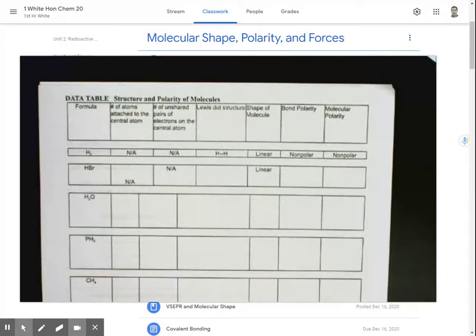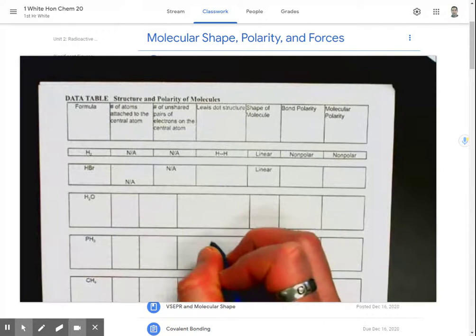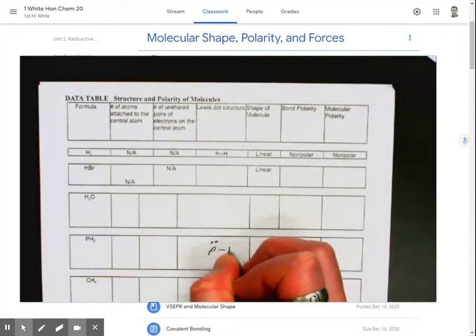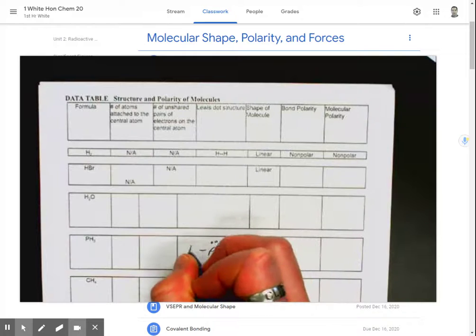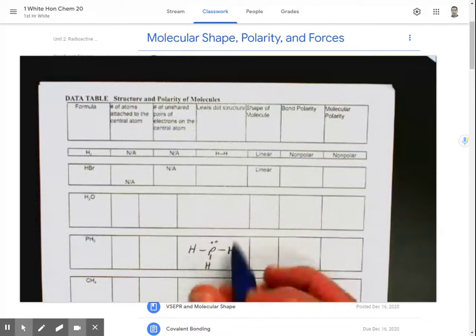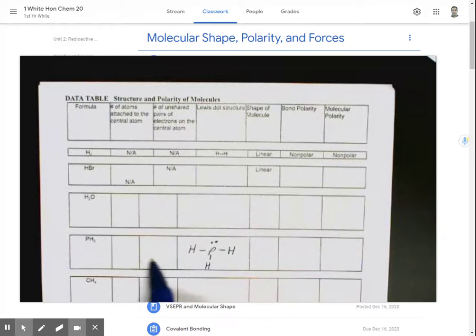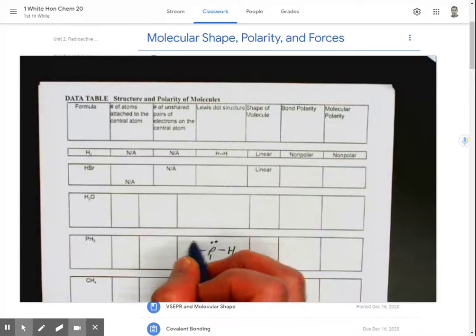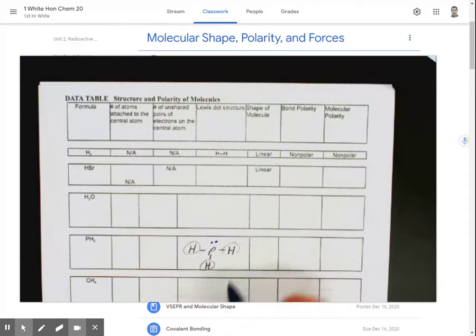So I can copy that Lewis dot diagram, making sure to write the unbonded electron pairs up here. If you don't, it doesn't follow the octet rule, plus it will give you the wrong count when you go to fill out this part of the data table. The first empty box here is for the number of atoms attached to the middle atom. So attached to the P, I have 1, 2, 3 atoms.